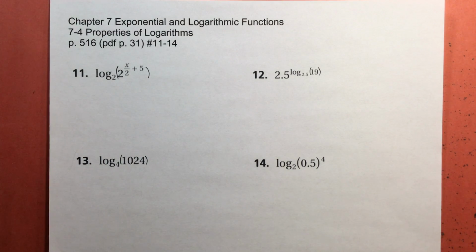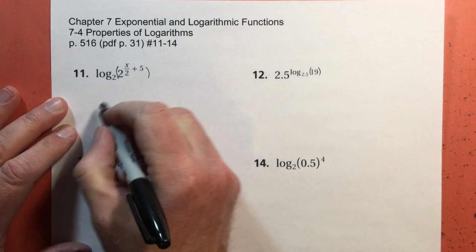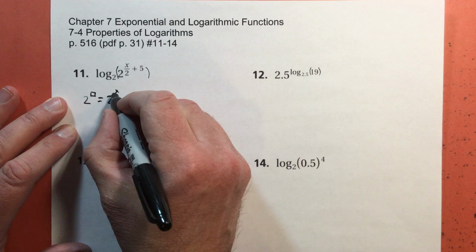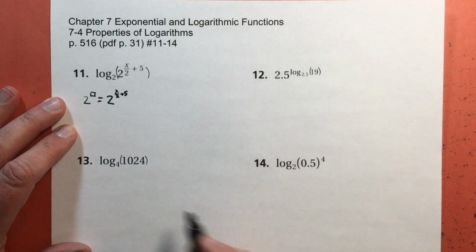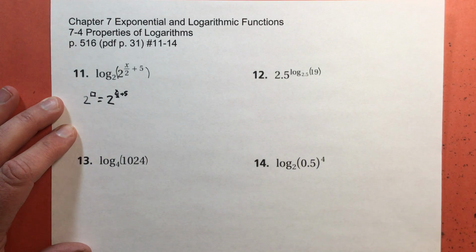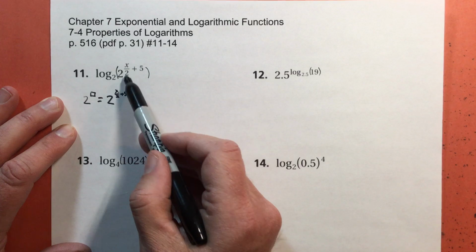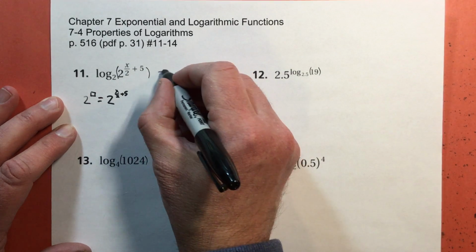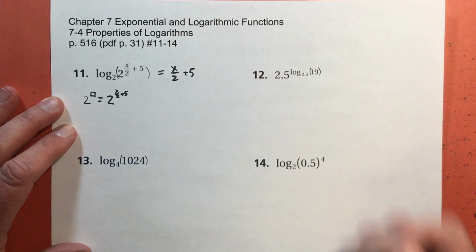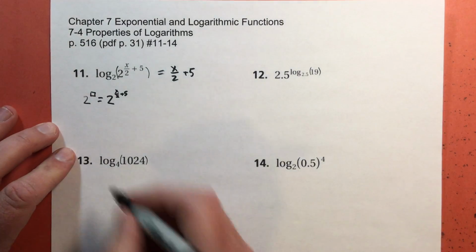They're just being cute. Don't panic. What this means is, 2 to what power, I'll write it over here, 2 to what power equals 2 to the x over 2 plus 5 power. If the bases are the same, then the exponents have to be the same. This is an inverse property. If the base of the logarithm is the same as the base of the exponent inside the logarithm, then you just give me the exponent. This is just x over 2 plus 5. That's all it's asking.